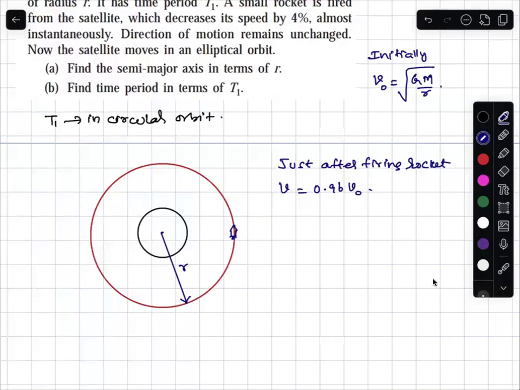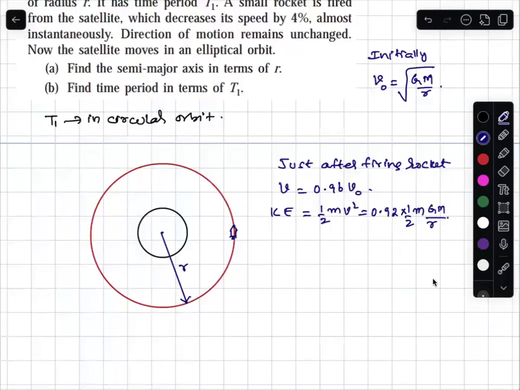Now the issue is, what is the kinetic energy right now? Exactly what is the kinetic energy right now? So I am taking all the content just after firing. Kinetic energy right now is half mv square. 0.96 square will be 0.92 into half into m into v naught square, now v naught square means g capital M by r. That is the kinetic energy.